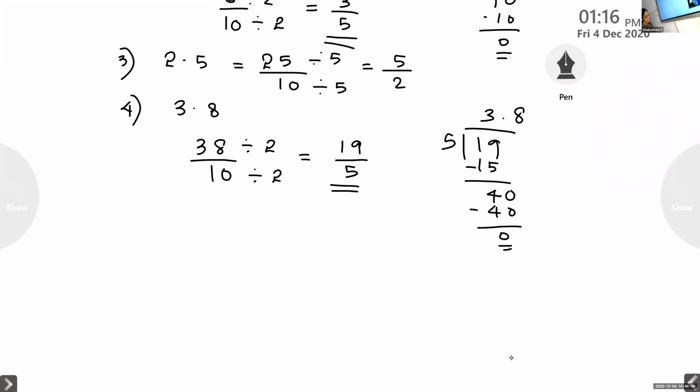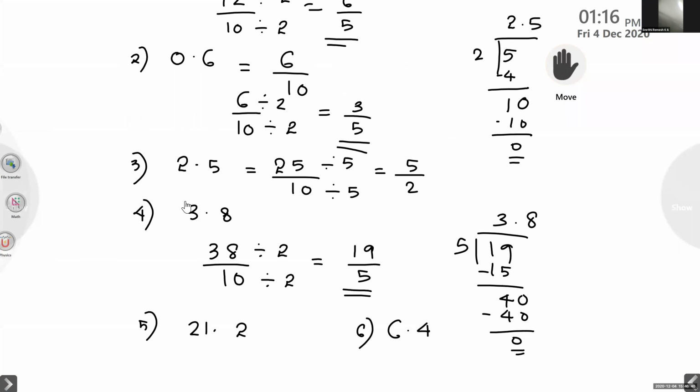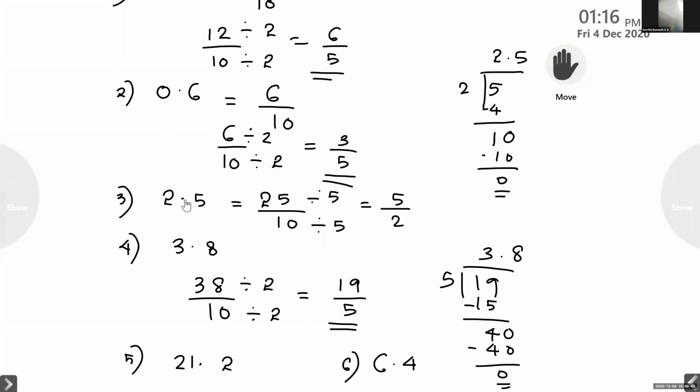3.8. Clear, children? Yes, ma'am. So will you do this one? Fifth one, 21.2, and sixth one, 6.4. Okay, that is the sixth question. Ma'am, can you just show the first and second question after writing the fifth and sixth question? Will you do? Yes, ma'am. Enough? Okay, ma'am.